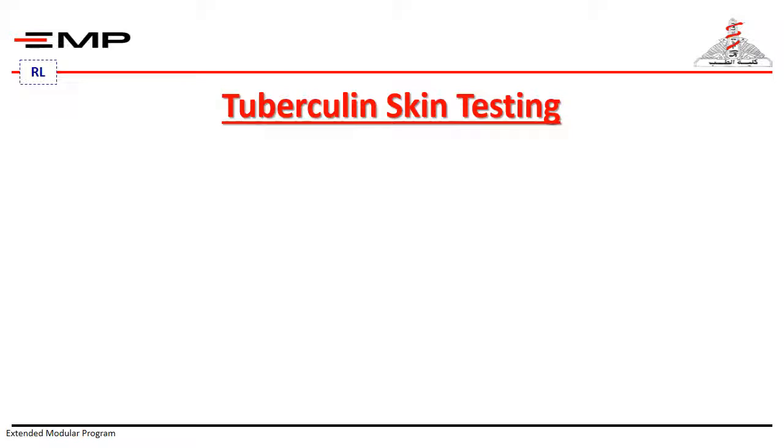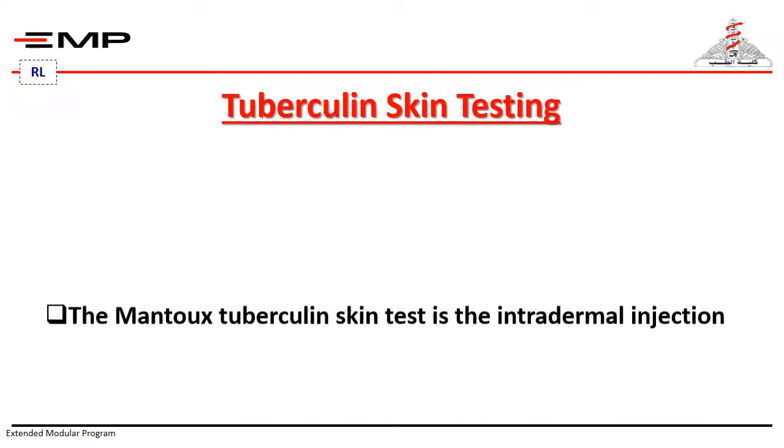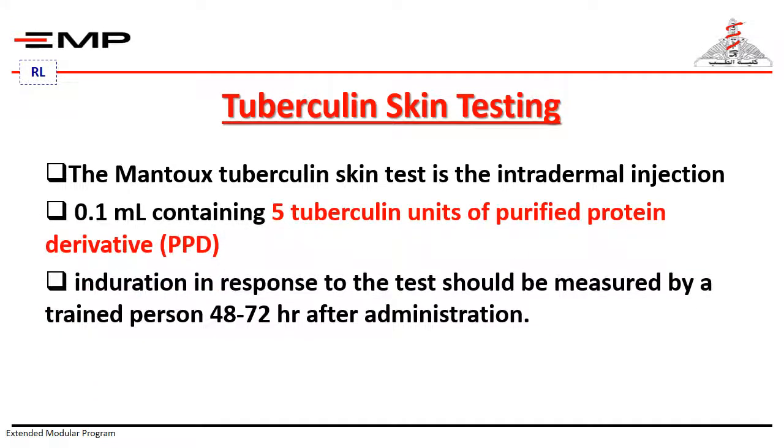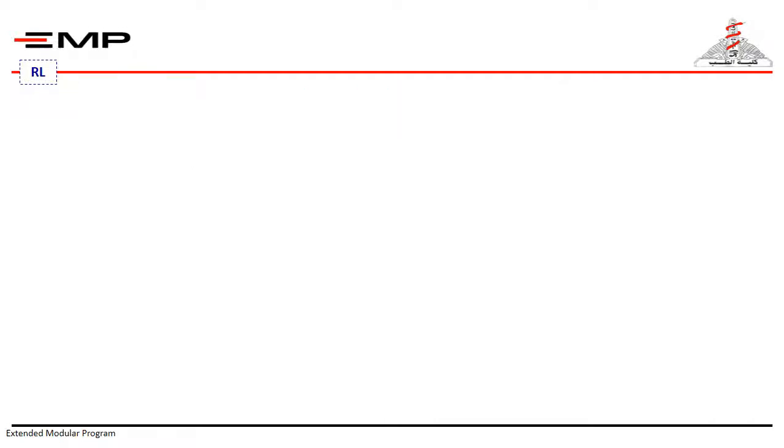What about the tuberculin skin test? It is an important screening test for tuberculosis. It is called the Mantoux tuberculin test. It is an intradermal injection. We will inject 0.1 ml containing 5 tuberculin units of purified protein derivative, called PPD. The induration in response to the test should be measured by a trained person 48 to 72 hours after administration of the PPD.